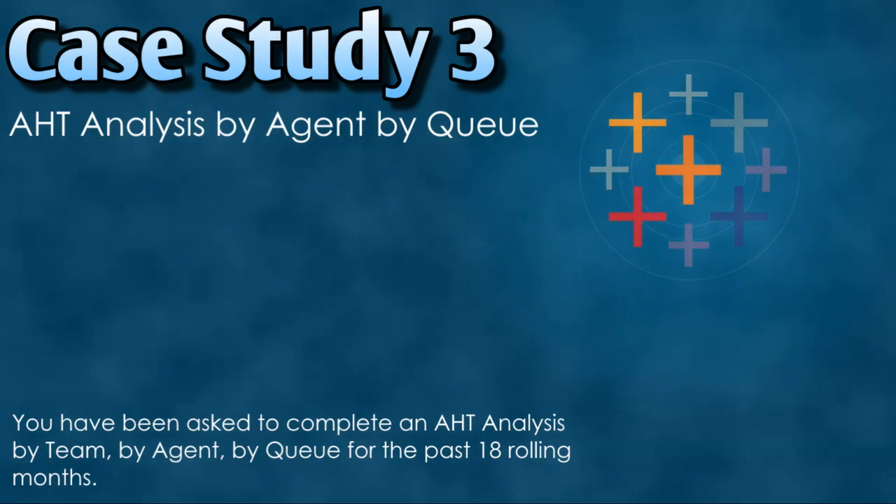Case study number 3, average handle time analysis by agent by queue. You've been asked to complete an average handle time analysis by team, by agent, by queue for the past 18 rolling months. To do this, you'll require the Cisco call detail data source as well as the agent list.